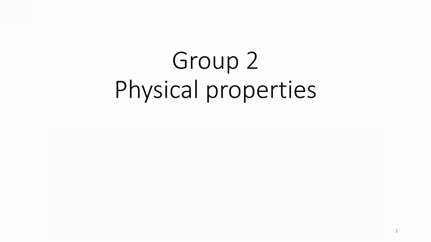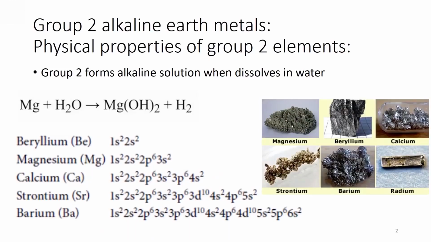Today we will talk about the physical properties of group 2. So firstly, group 2 is also known as alkaline earth metals, and the reason behind this name is that they form alkaline solution when dissolved in water. So if I look at magnesium, one example of group 2 elements, it dissolves in water, it gives me magnesium hydroxide, which has a basic character.